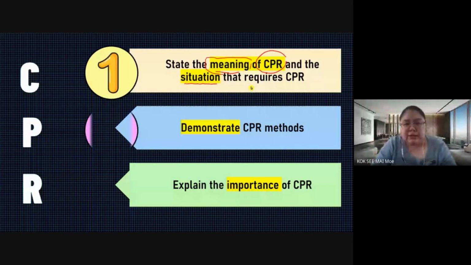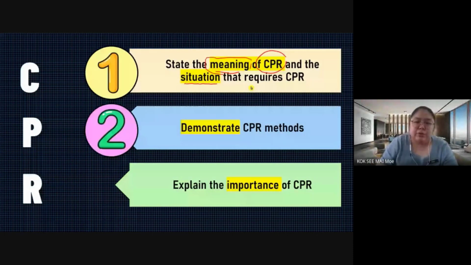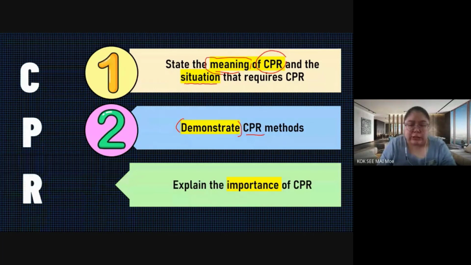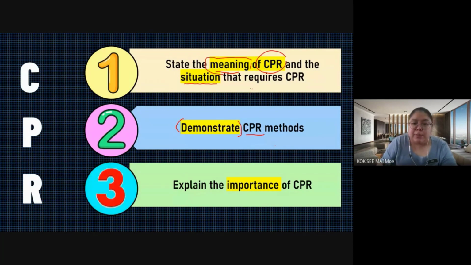The second one is to demonstrate. Later I will show a video clip to demo the CPR method. Number 3, later we'll explain the importance of CPR, what's important and why we need to learn about the CPR. So these 3 objectives we need to achieve later.